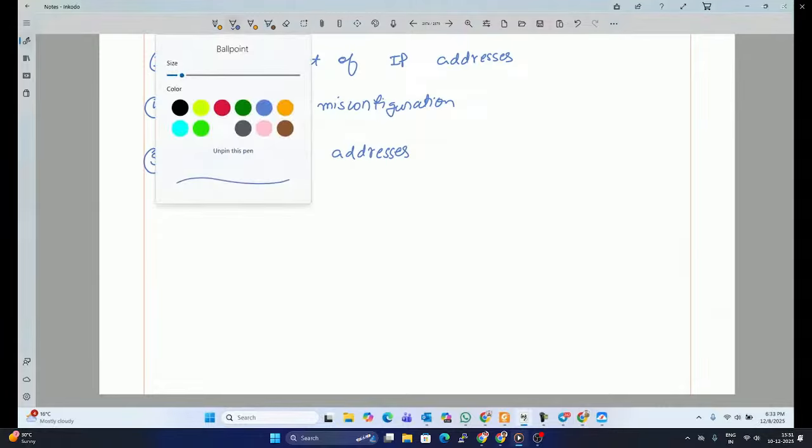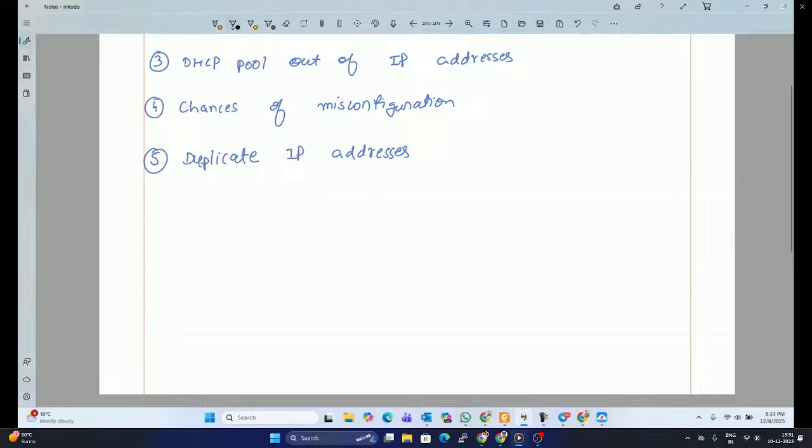But the question is, how can we detect duplicate IP addresses? Yes, guys, how do you detect it? Any guesses?